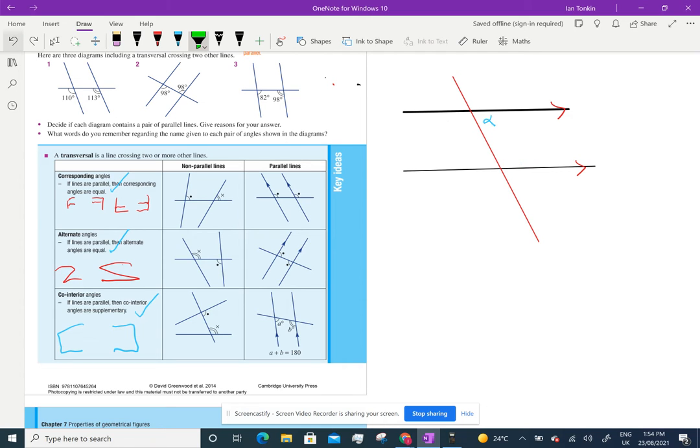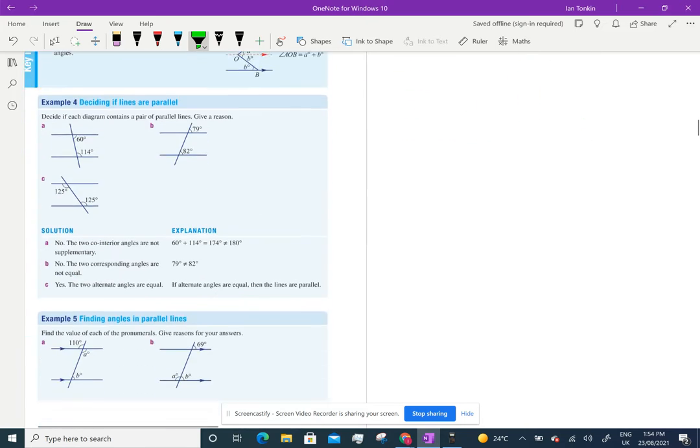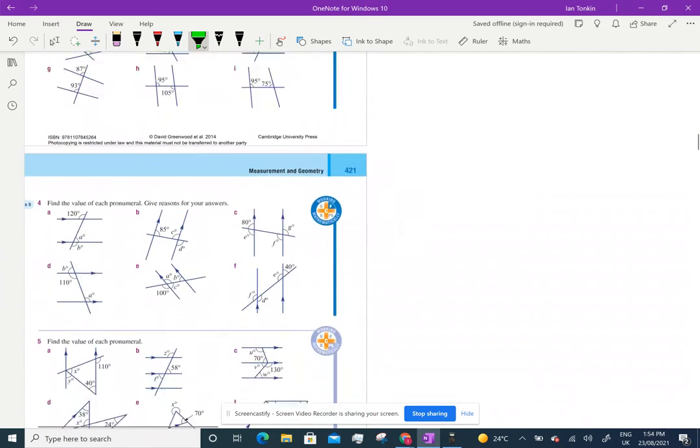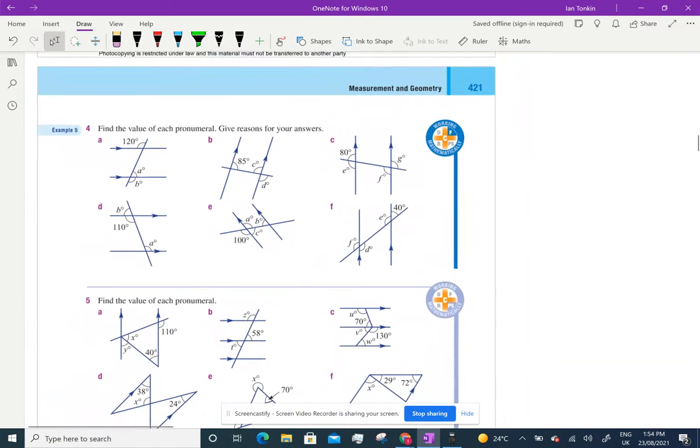And this angle and this angle add up to 180, and it's a backward C. Now, I'm going to use the letters to help you try and remember all the different rules, but you need those 3 rules. Now, you've just got to do questions 4 and 6. And you have to write down the value of the pronumerals, but you have to give a reason.